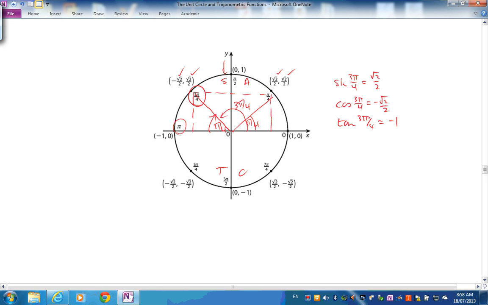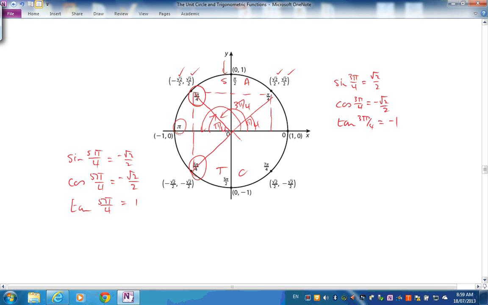And we can keep this process going. Down to here, we again have a match-up. We've gone 5 pi on 4 because we've gone to pi there, and plus another pi on 4 is 5 pi on 4. So down in that quadrant, what can we say? The sine of 5 pi on 4 is the same, but it's negative, root 2 on 2. The cos of 5 pi on 4 is also negative. Only tan is positive down there, which is again then 1. A negative on a negative is a positive.